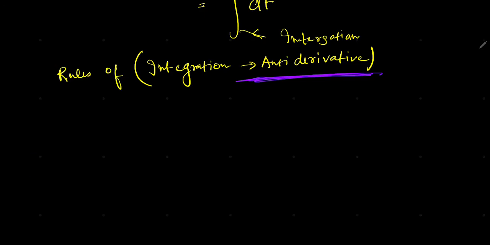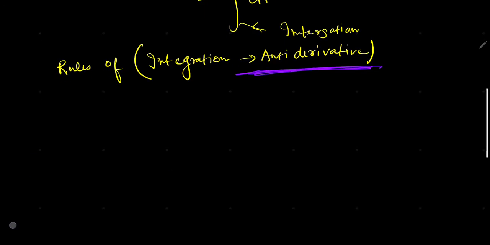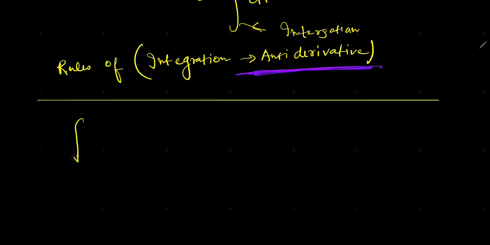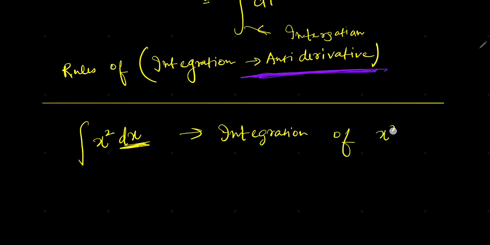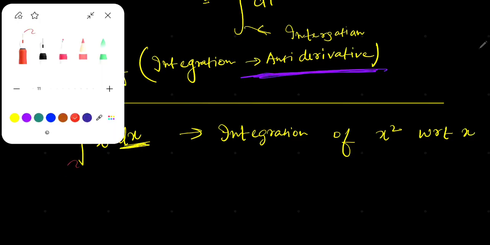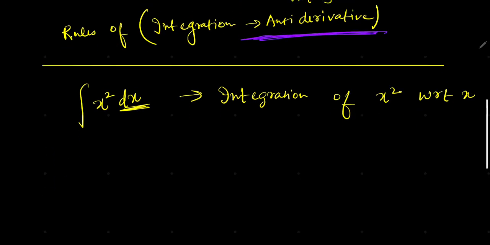Okay, so let's try to understand that whenever you are asked to do integration of, let's say, x raised to 2, and you have to integrate it with respect to x, how will you read this? Integration of x square with respect to x. So what will you do? You have to integrate x square with respect to x.